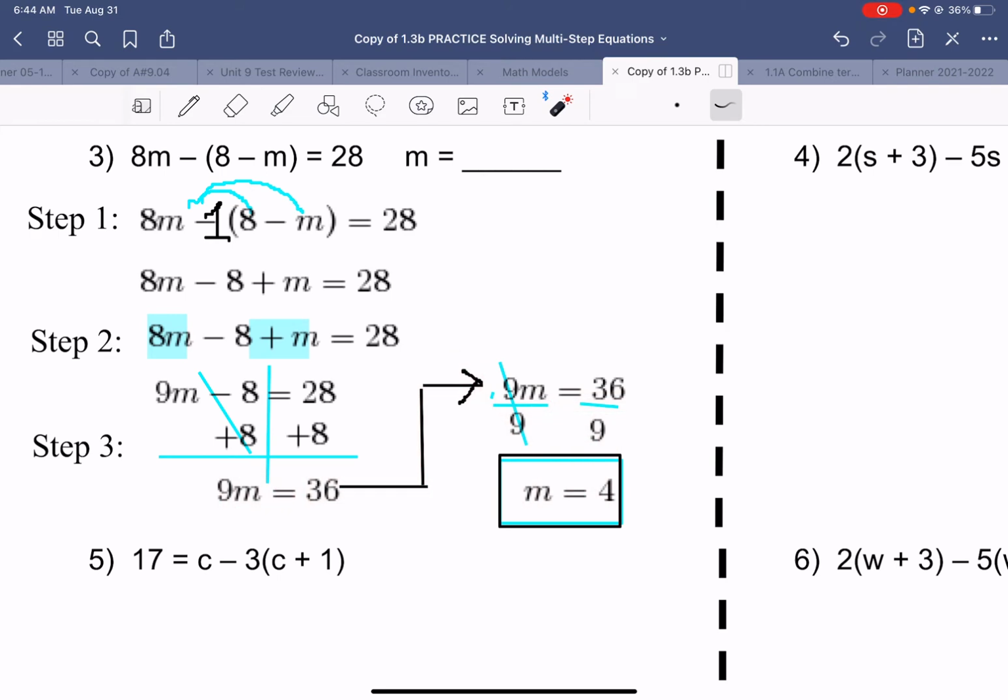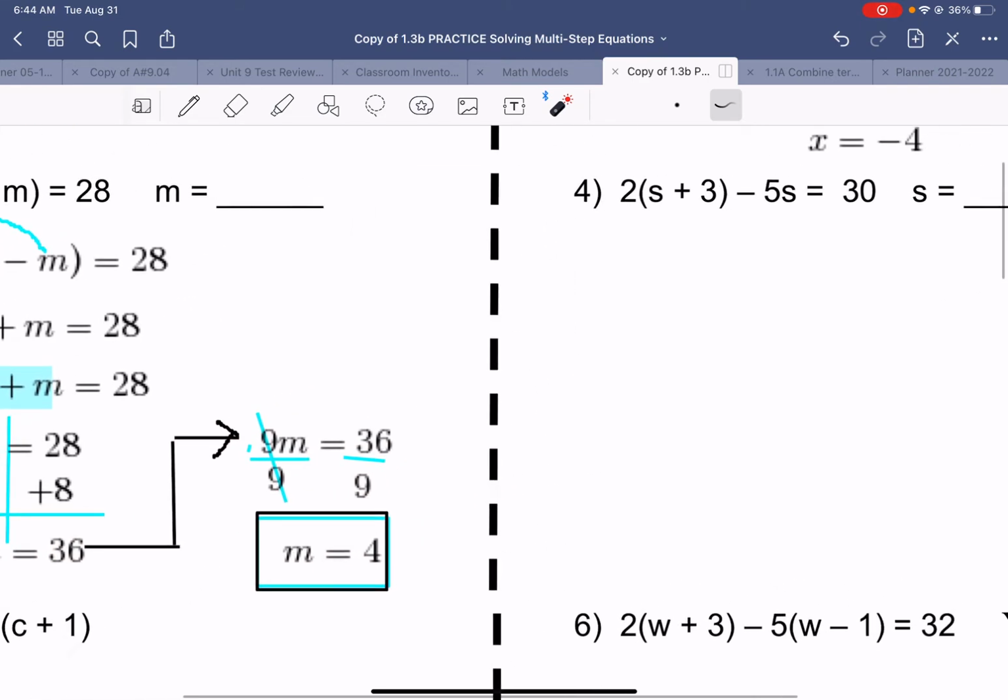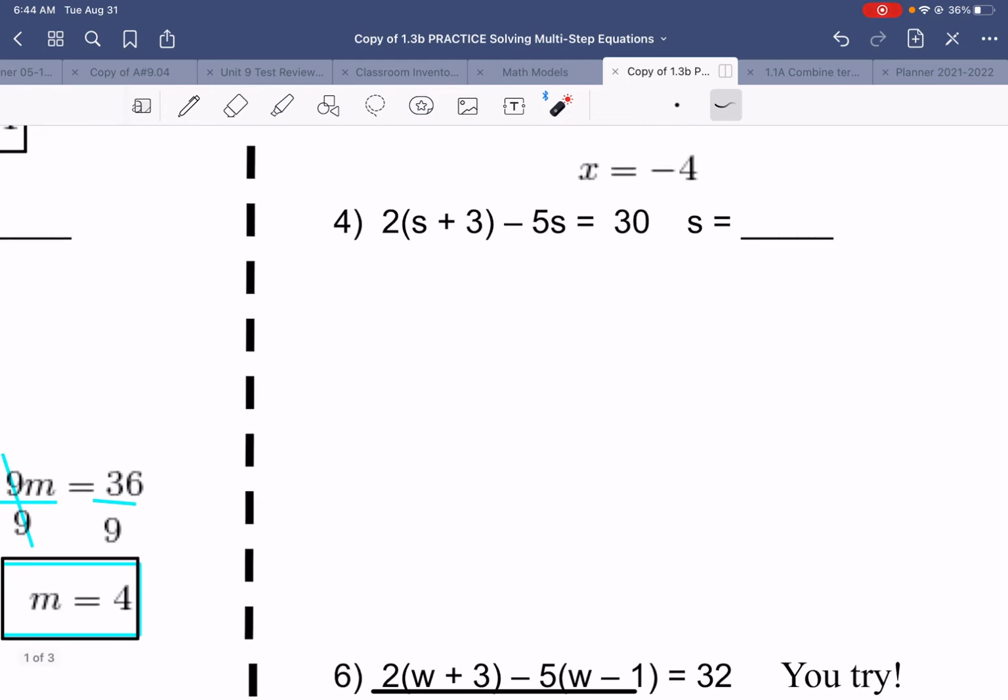All right. So I'm going to do this example over here. Like I said, step one, you're looking for parentheses. So I see a set of parentheses here, so I'm going to distribute. So I have 2 times s, which is 2s, 2 times a positive 3, which is a positive 6. And then because I'm done distributing, I'm just going to bring everything else down. So minus 5s equals 30.